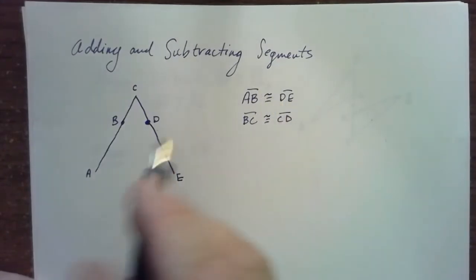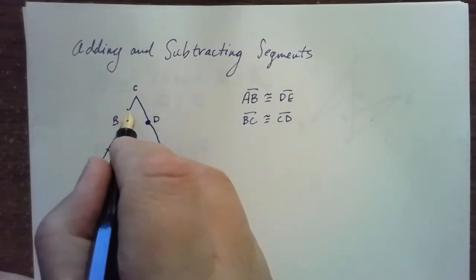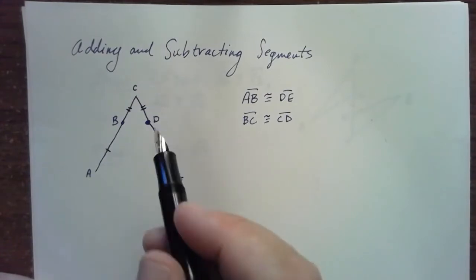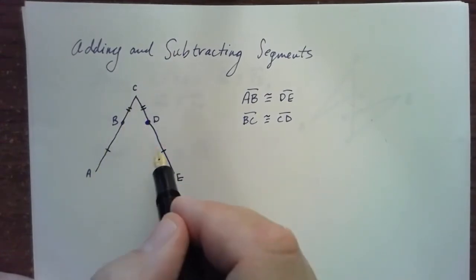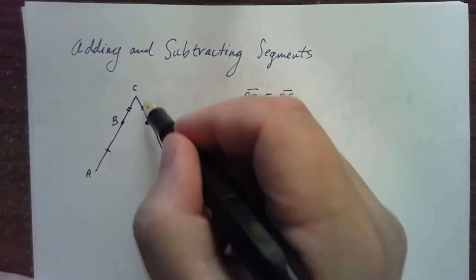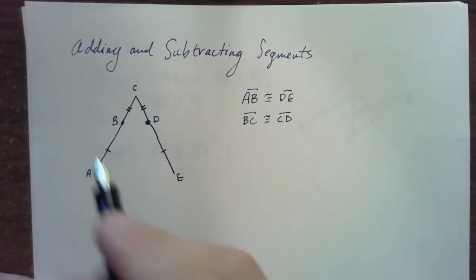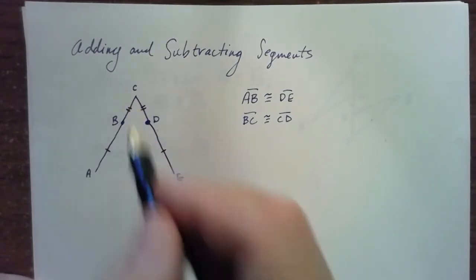But I know AB is congruent to DE, and I know BC is congruent to DC. So I've marked those congruent pairs. It's pretty clear that if these are the same and also these are the same, then we can add this length up and add this length up, and the length from A to C is going to be the same as the length from E to C, which means that AC is congruent to EC.